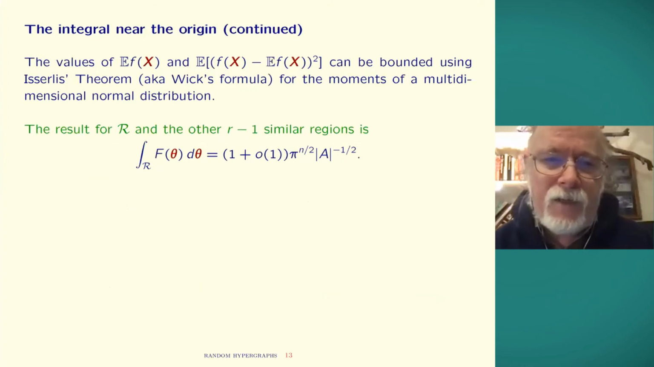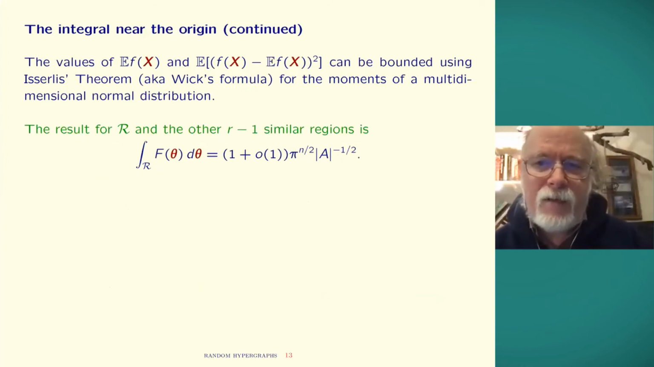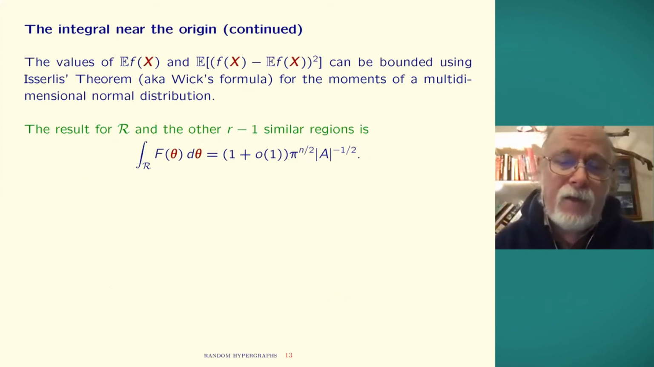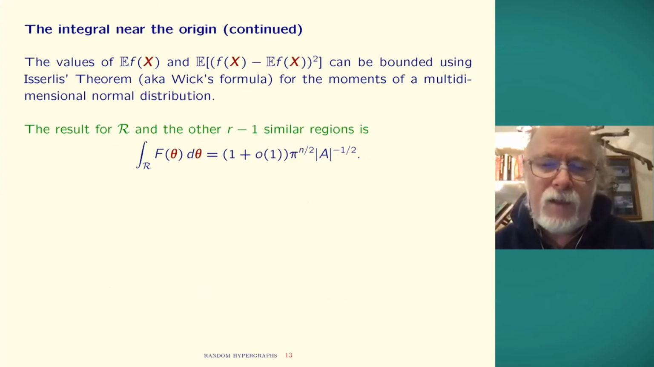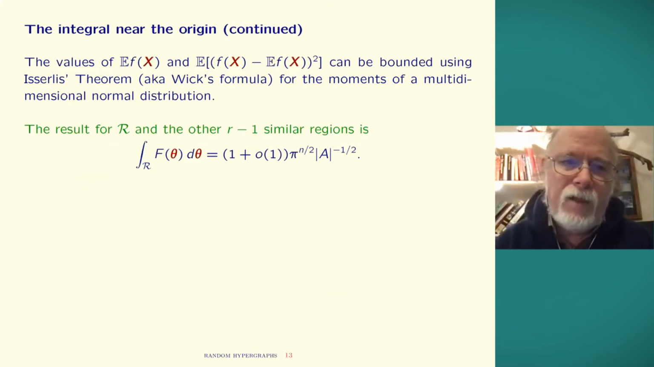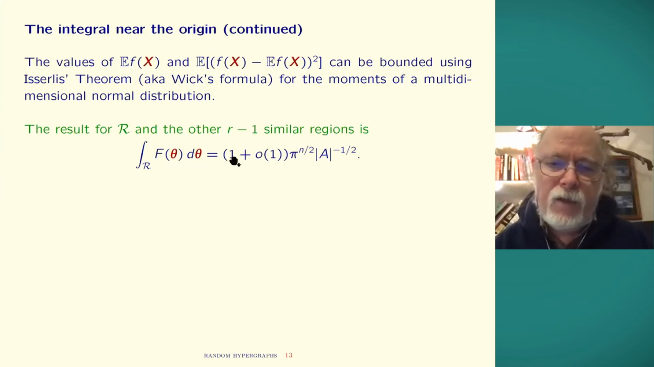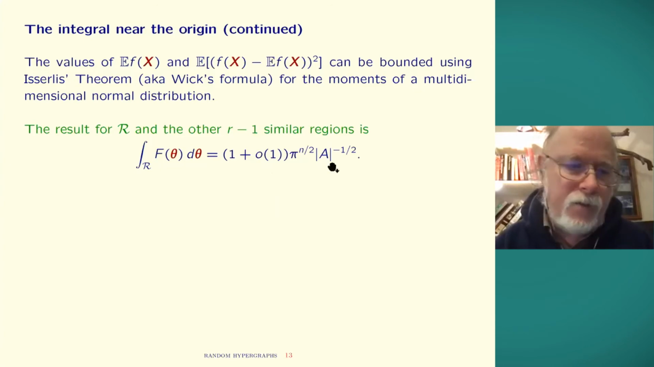Now, the values of these expectations and pseudo variance can be bounded, or if you need to, estimated using a theorem of Isserlis, also called Wick's formula, that tells you the moments of a multidimensional normal distribution. And in our case, it turns out that under our conditions, both of these are small. So then the theorem tells us that the value of this integral is just within some error term, pi to the n on 2 times the determinant to the minus 1/2.